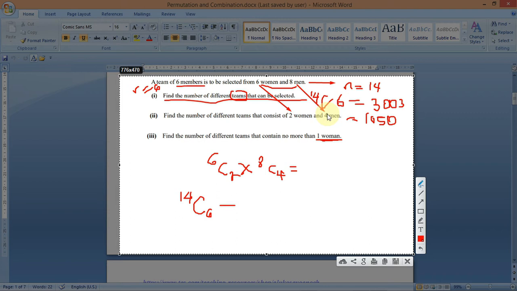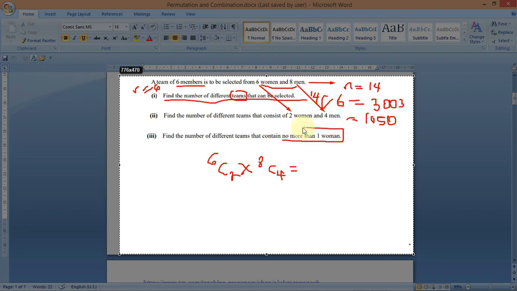Okay, this says no more than one woman. The maximum is one woman. What am I doing? I'm sorry about that. I was thinking at least. No more than one woman means the maximum is one. Okay, so let's get started now.